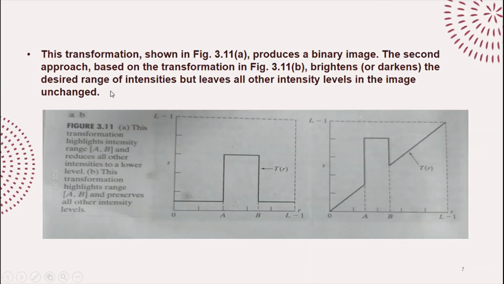This transformation is shown in figure 3.11a. We can see in figure 3.11a that it basically produces a binary image, because from A to B the output intensity values are very high, and for all the remaining intensity values it is low. So basically it is producing a binary image. The second approach is based on the transformation in figure 3.11b. It will brighten or darken the range of intensity values, thus not affecting the other intensity values.